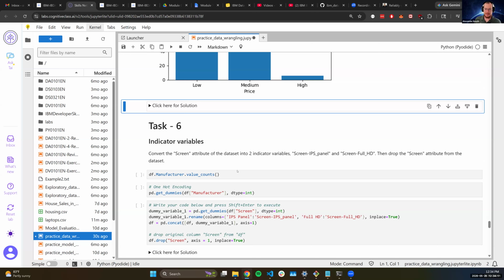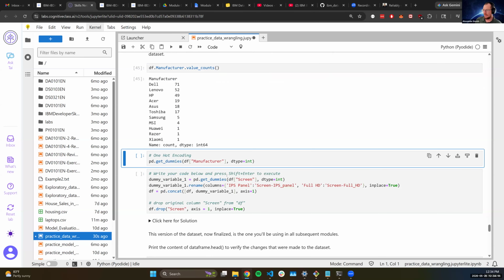Now let's go from categorical to numeric. So let's look at one-hot encoding. Again, we looked at manufacturer a little bit earlier. We have about 10 or so here, maybe a dozen individual manufacturers. We can actually turn them into a matrix of zeros and ones using one-hot encoding.